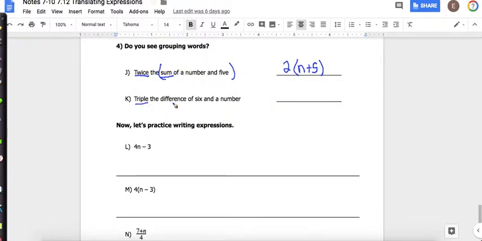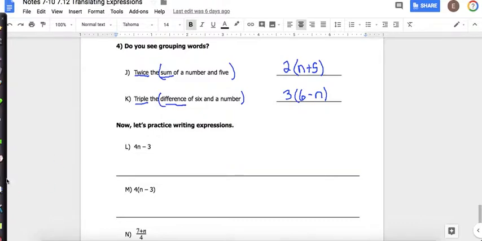Now, triple the difference of 6 and a number. So I've got to group the difference together. So 6 and a number, I'm going to put the 6 first because it came first. And I'm going to triple it.